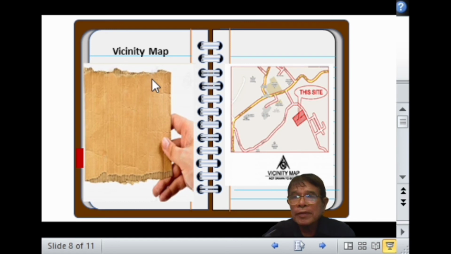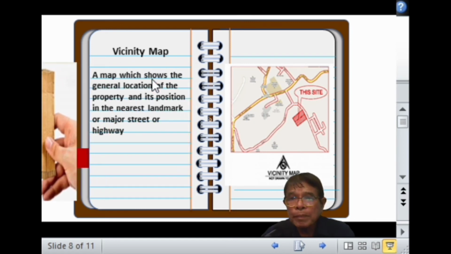Okay, next is Vicinity Map. Vicinity Map is a map which shows the general location of the property and its position in the nearest landmark or major street or highway. This is an example of a vicinity map. You can use this to show to your prospect buyers the exact location of the project in relation to the main highway and major establishments in the area.